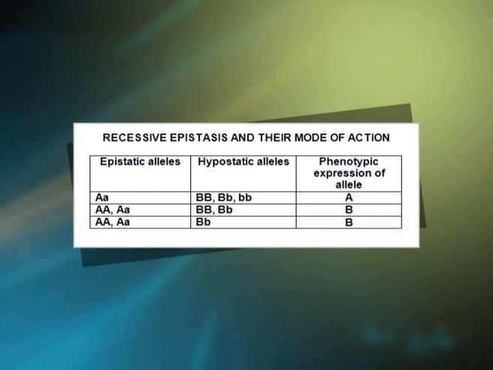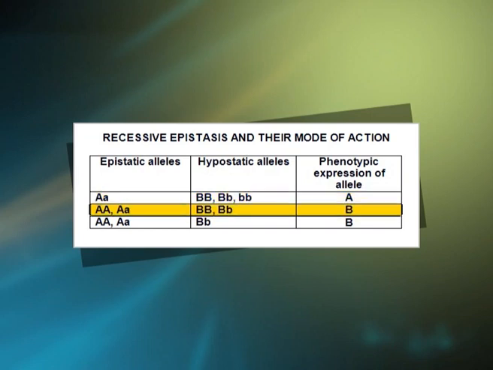In the first row, the epistatic alleles is capital A small a, the hypostatic alleles could be capital B capital B, capital B small b, small b small b. Then the phenotypic expression of the allele would be capital A.